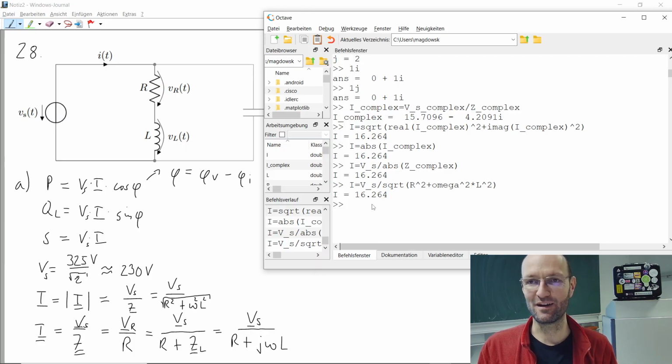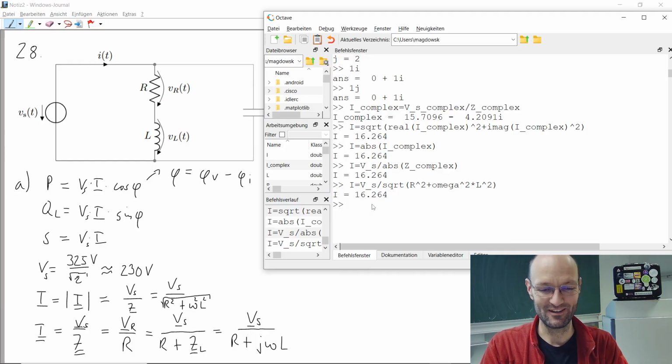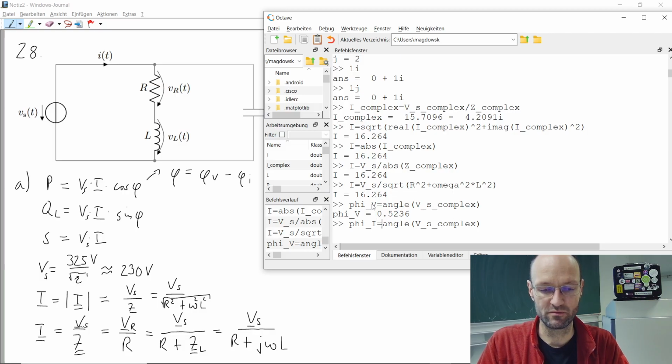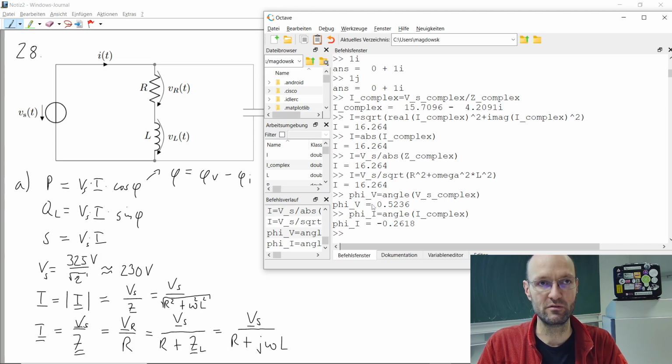But there's an easier function that is called angle. If we want to have phi v, the phase angle of the voltage, we take the angle of our complex voltage phasor. And this will be in radians. And we can take the same for the current. So if we take our complex current phasor, then we get the angle for the current.